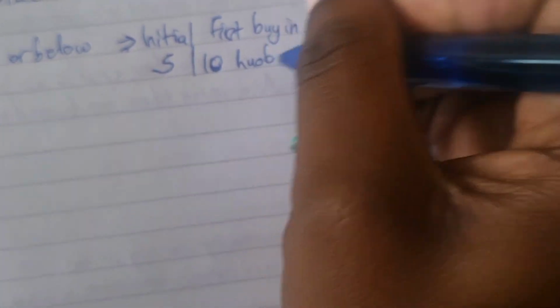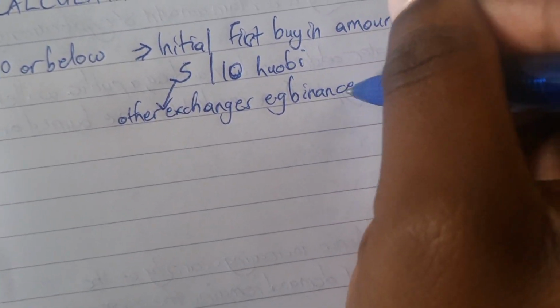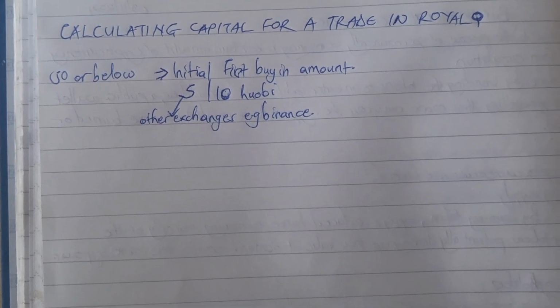How? Your first buying amount will be 5 or 10. 10 if we use Huobi, and 5 if you use other exchanges. Other exchanges like Binance, Bybit, among others. So if you use other exchanges, your first buying amount will be 5, but if you use Huobi, it will be 10.